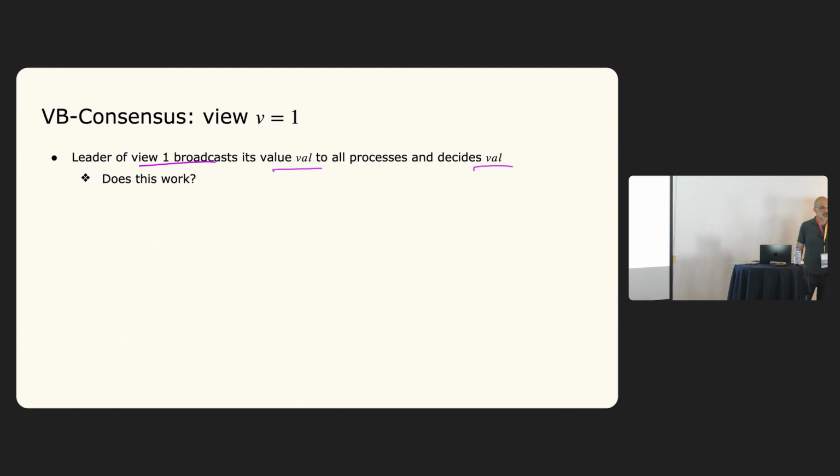Yeah, because some process may not receive this message, right? Why? Because the leader may fail. So as a result, a new view occurs, and then the next leader won't know anything about this message. In one extreme, the leader can just fail straight away after sending, and then none of its messages are going to be received by anyone. So we have a violation of agreement. So it cannot work like this.